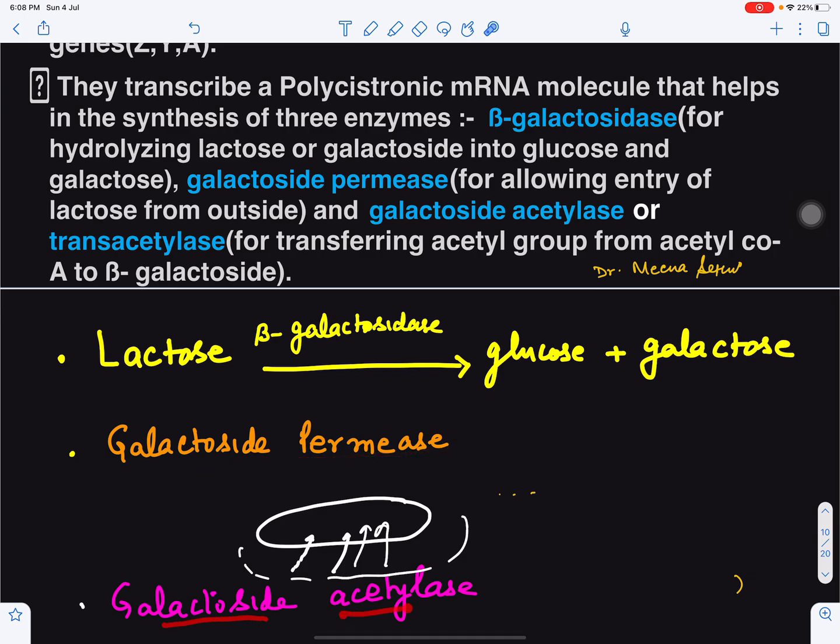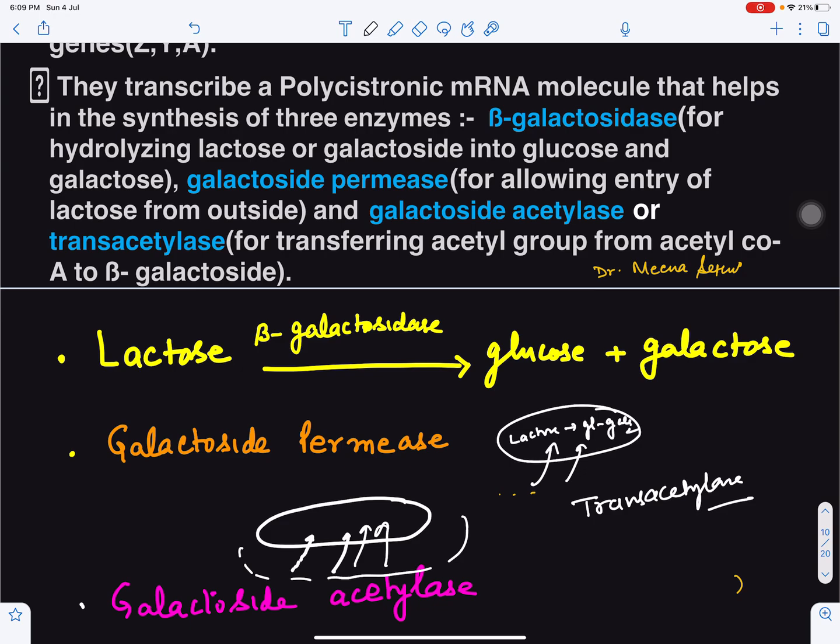And what is the function of galactoside acetylase? This helps in the conversion of beta galactoside to get an acetyl group, and the acetyl group is obtained from acetyl coenzyme A. So there is a transfer of the acetyl group from acetyl coenzyme A to beta galactoside. This is by galactoside acetylase. This is also called transacetylase. So lactose will be converted to simple sugars called glucose and galactose. Supposing this is the Escherichia coli bacteria, lactose has entered here. Now this lactose will be converted into glucose and galactose. Now the simplified food will be taken by the bacteria. So this is about the inducible operon system in the case of Escherichia coli.